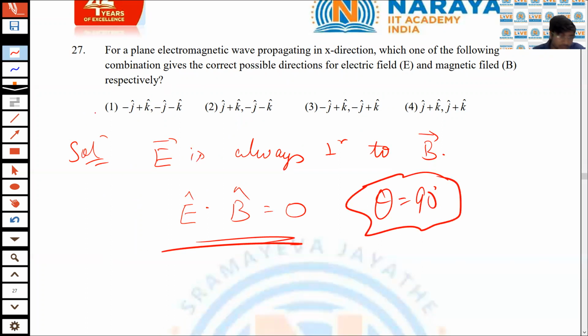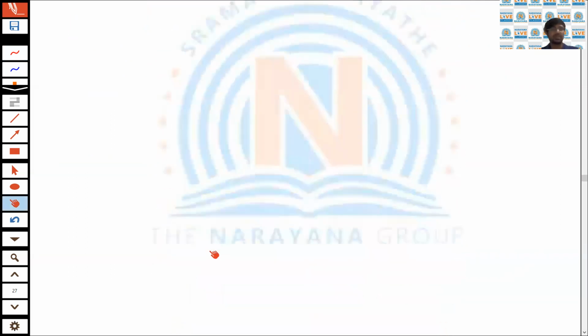Now this is possible only in the first case. If you check, minus j dot j becomes minus 1 and k dot minus k becomes minus 1. That becomes 0. So 27th, option 1.